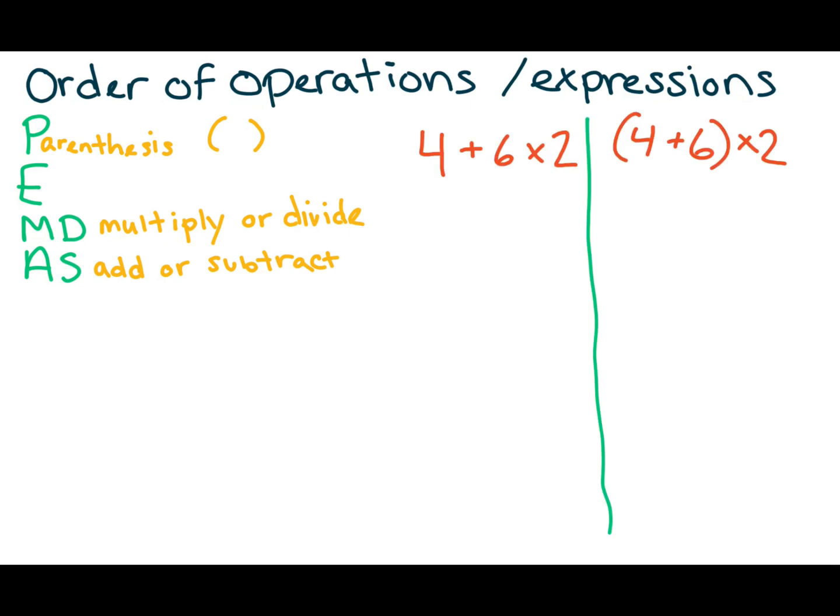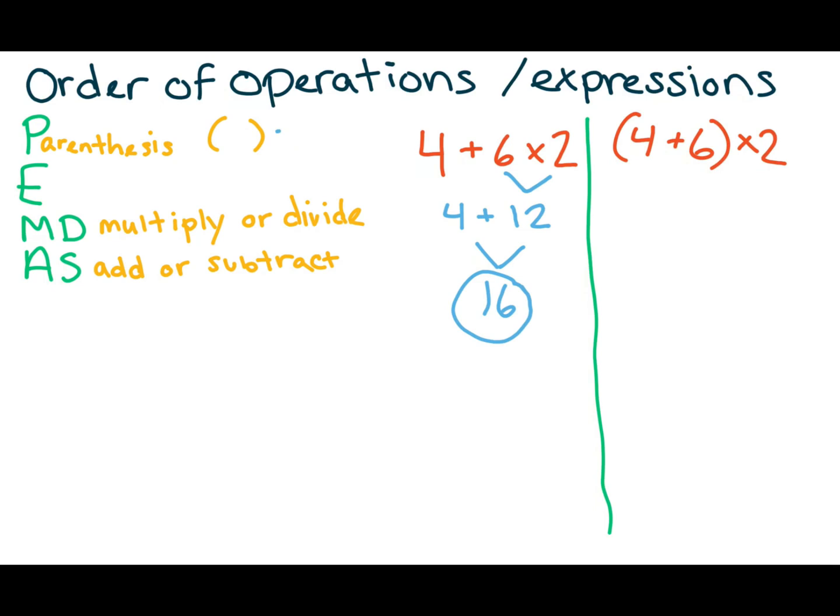So let's take a look at how that would look in a problem like 4 plus 6 times 2. First we don't have parentheses, so we're going to do multiplication or division. 6 times 2 is 12. Now we're going to do the last step, which is add or subtract. 4 plus 12 is 16. So the final answer to this equation is 16.